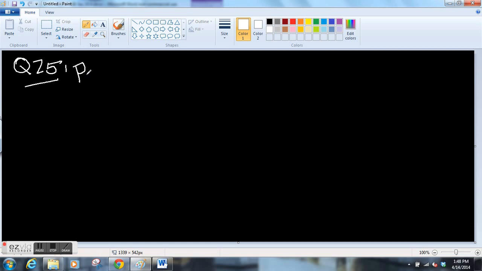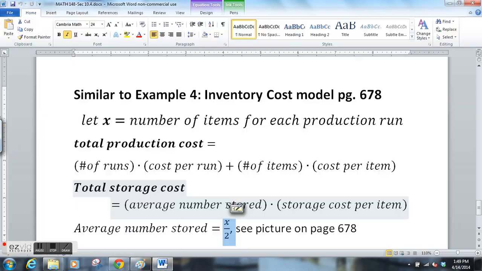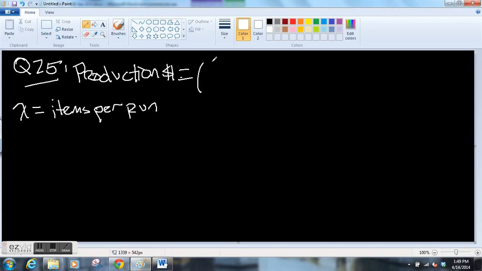So question number 25. We're going to start by calculating the total production cost. Let me write this over here. X is going to be the total number of items per production run. So for the production cost, we're going to do the total number of runs times the cost per run plus the number of items times the cost per item.